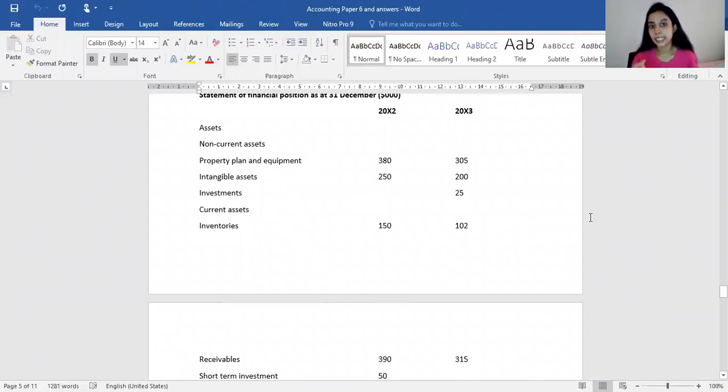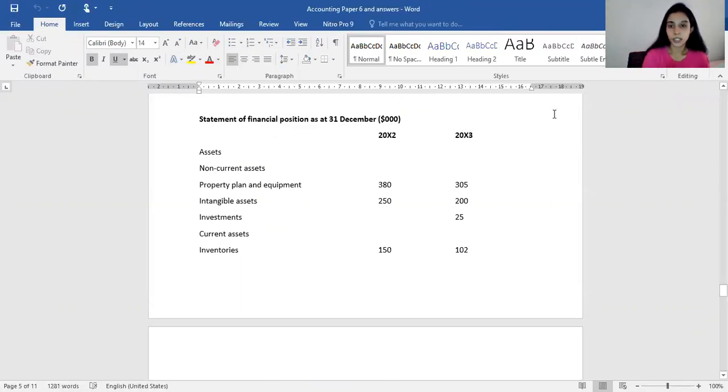So we can clearly see in the statement of financial position in 2003 there's a balance of 25 under investments. There's a small printing mistake here under the statement of financial position. It says the years as 2002 and 2003. So this 2003 should be 2001.